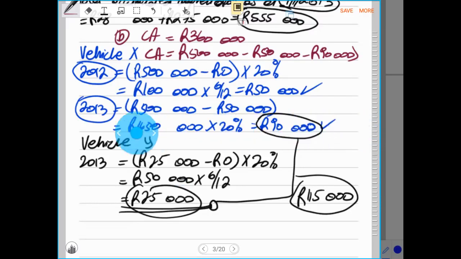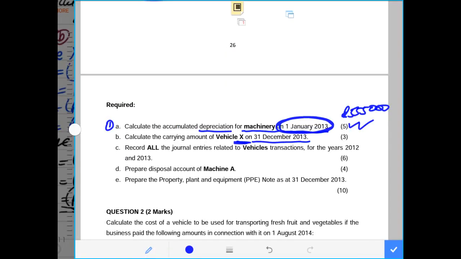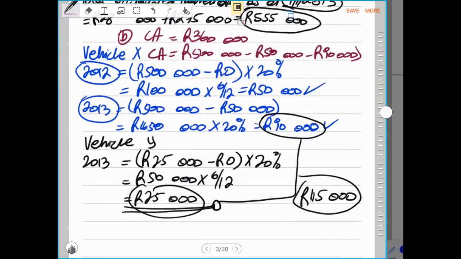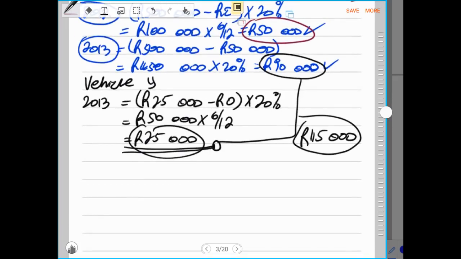So let us look for another requirement, which was to record all the journal entries for vehicle transactions for the year 2012 and for the year 2013. So now we need to check what was there in 2012. In 2012, there was depreciation, if you still remember. Depreciation of 2012 amounted to 50,000. So now we need to record that journal entry for depreciation. And depreciation was 50,000 rands.